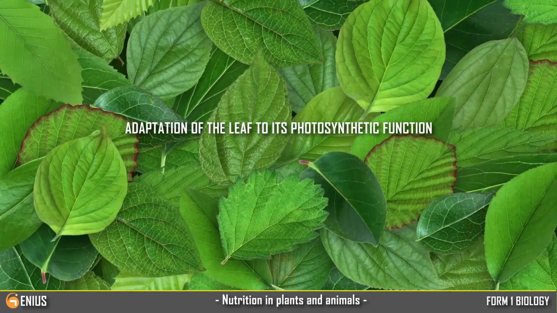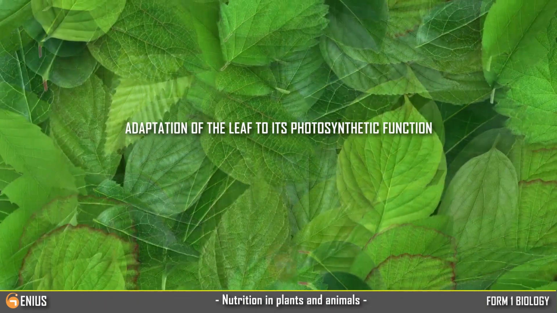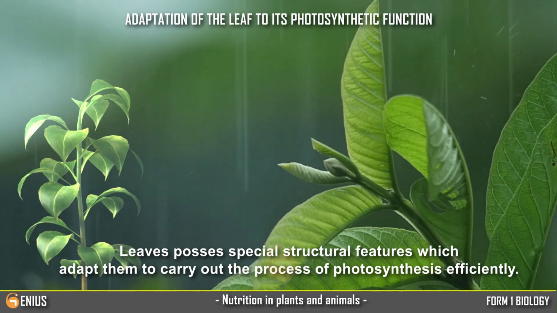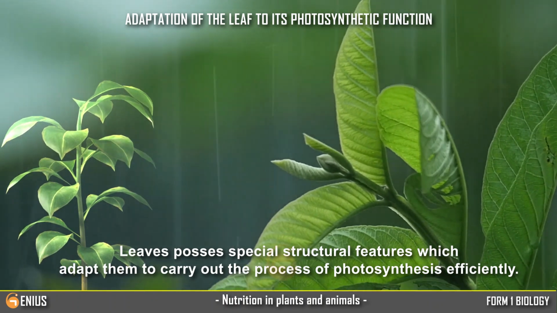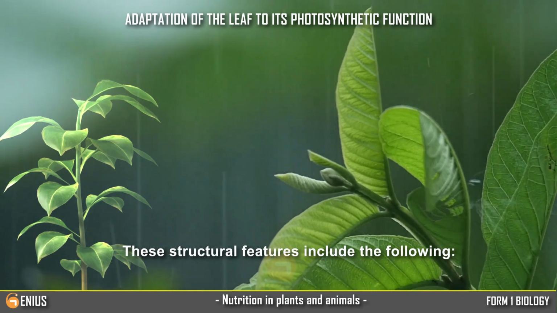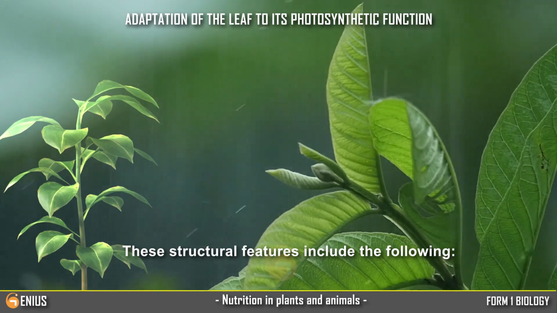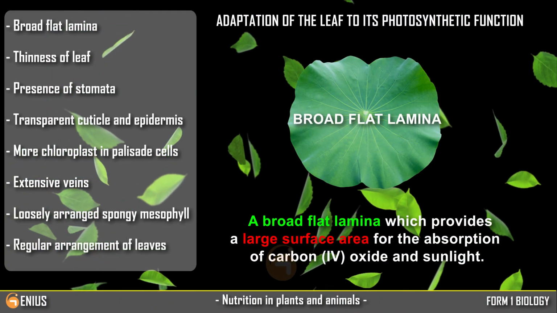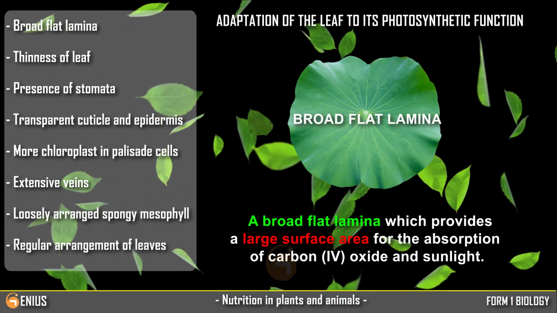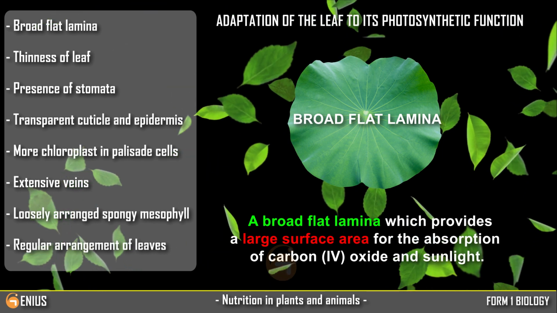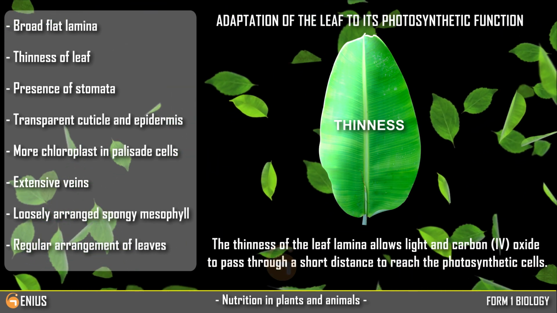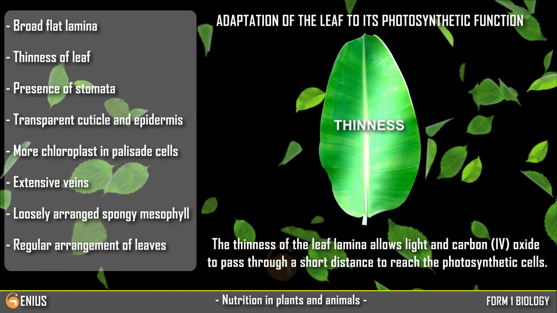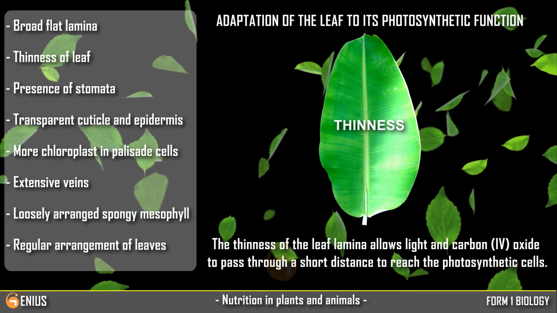Adaptation of the leaf to its photosynthetic function. Leaves possess special structural features which adapt them to carry out the process of photosynthesis efficiently. These structural features include the following: a broad flat lamina which provides a large surface area for the absorption of carbon dioxide and sunlight. The thinness of the leaf lamina allows light and carbon dioxide to pass through a short distance to reach the photosynthetic cells.